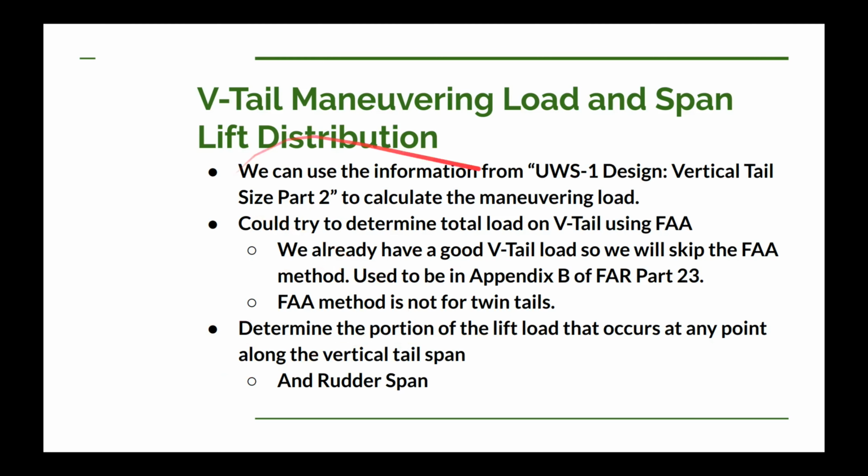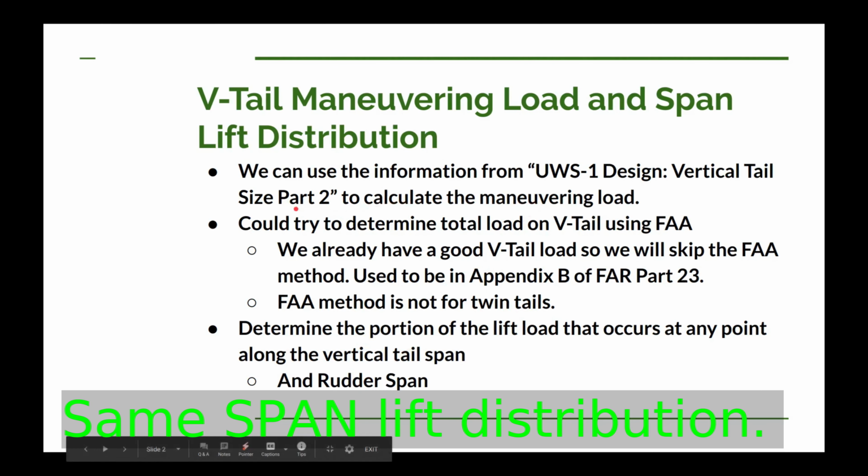is the lift distribution load, which is the amount of lift that occurs at any point along the span of our vertical tail. And fortunately, the vertical stabilizer and the rudder have essentially the same lift distributions. We only have to calculate it once.